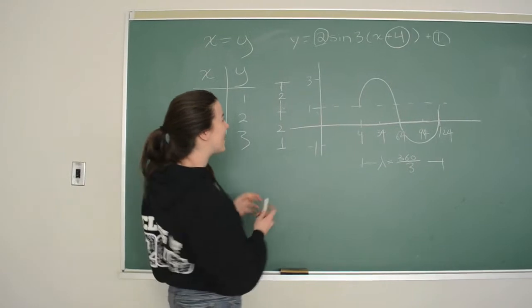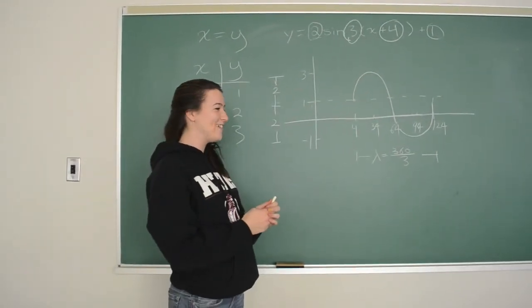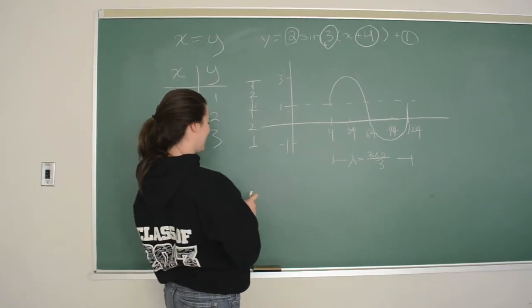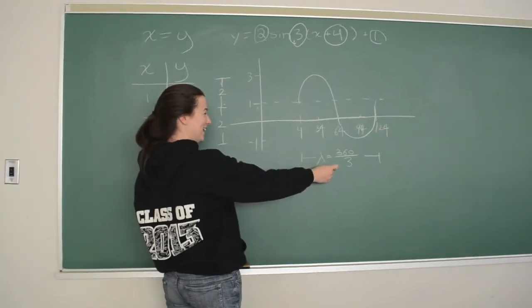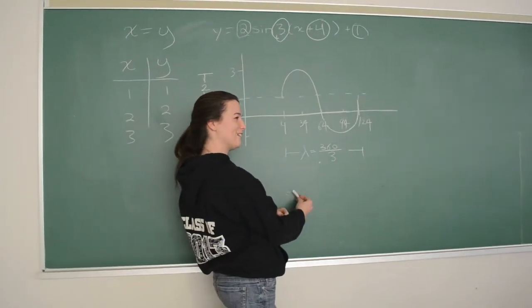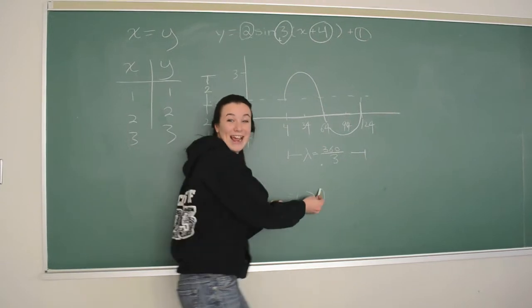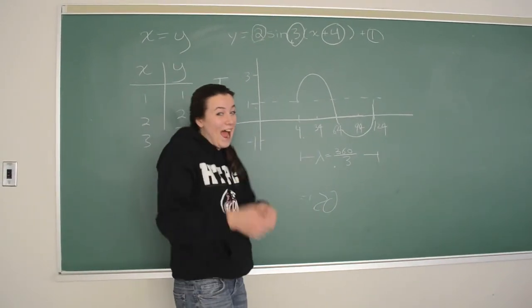The horizontal stretch is right here, and it tells us how long a wavelength is. So to find the wavelength, you do that: 360 degrees divided by 3. 120! So that's how long a wavelength is.